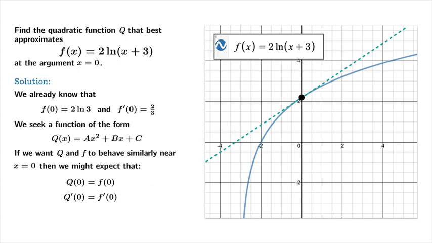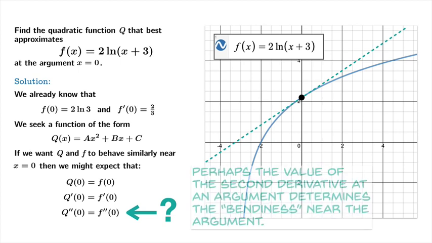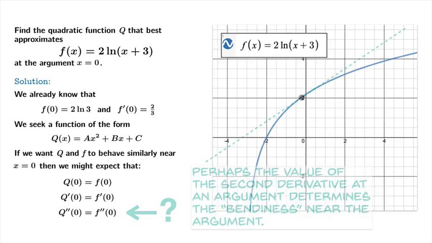Now the question is, what other information can we use? A good conjecture here is just going with the pattern. Maybe we want the second derivative of q evaluated at 0 to match up with the second derivative of f evaluated at 0. This is just following the pattern, but the speculation, if we try to imagine what the theory is, is that perhaps the value of the second derivative at an argument determines the bendiness near the argument in some abstract way. And if we could equate these two things, maybe we can control just how much bendiness there is at that argument.